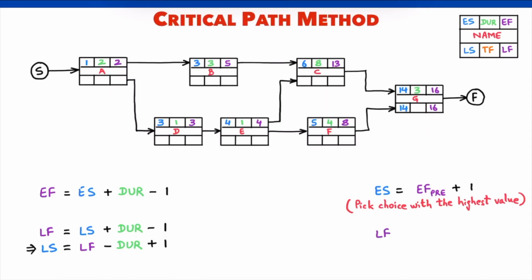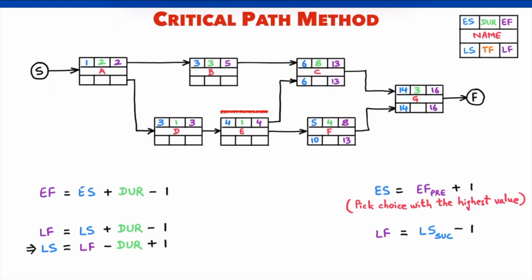The late finish of an activity is late start of the successor minus 1. Moving to C, it has to finish before G starts. So, the late finish of C is the late start of G minus 1. We have 13. Late start of C can be calculated as 6. Similarly, for F, late finish is on day 13 and late start is on day 10.